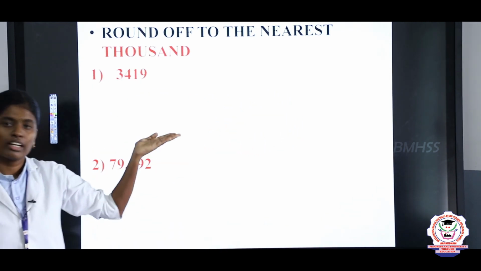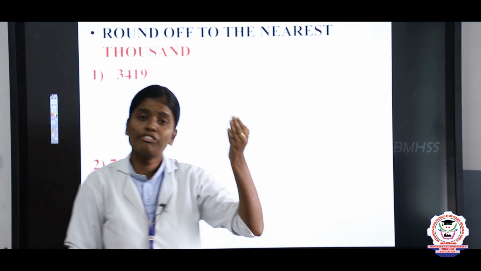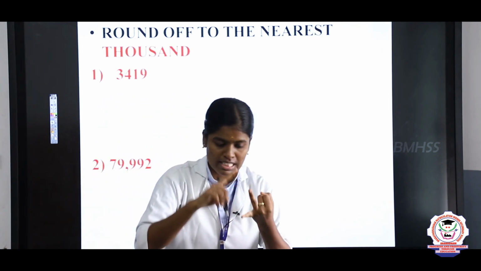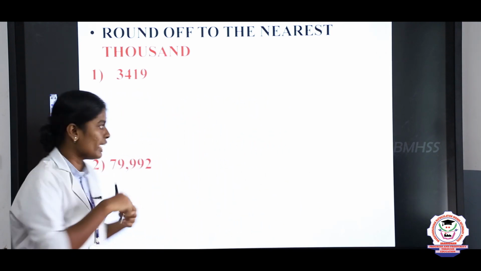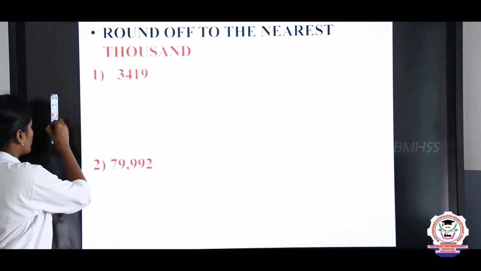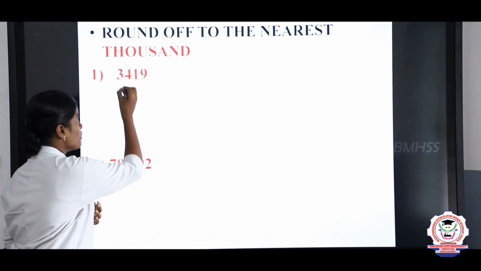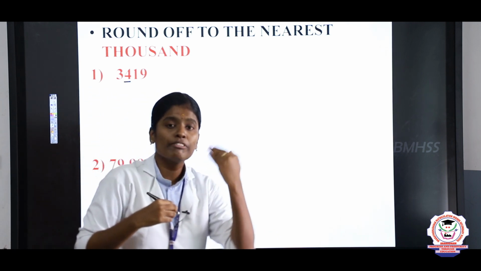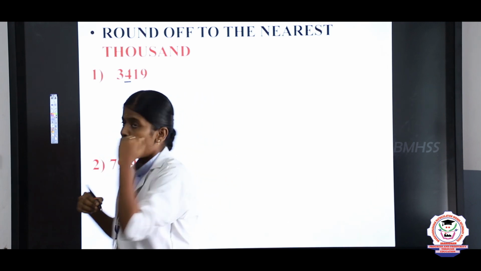So our next topic is rounding off to the nearest 1000. Here you are going to check the hundreds place value. In that hundreds place value, is it a 5 before number or a 5 after number? Tell me Roshan, 4, is it a 5 before number or a 5 after number? Yeah, very good my dear. This is a 5 before number.